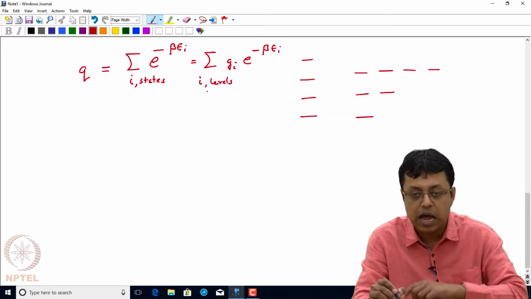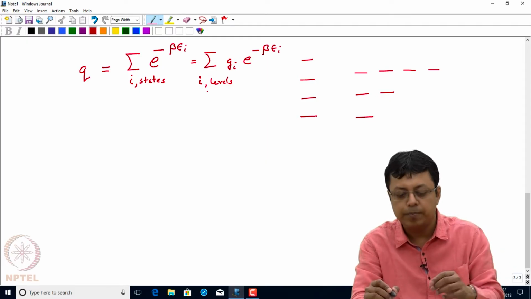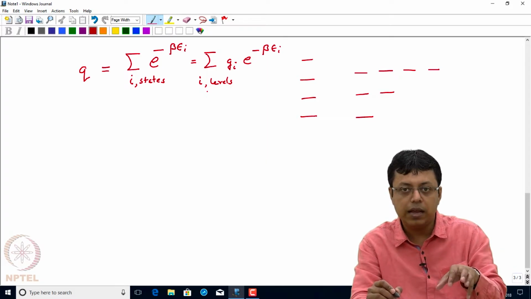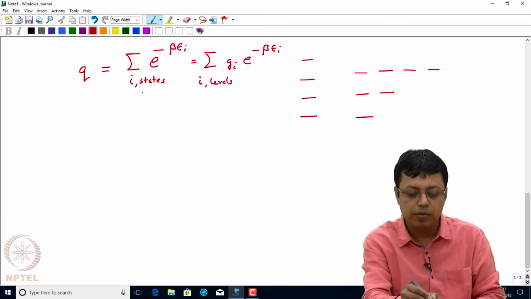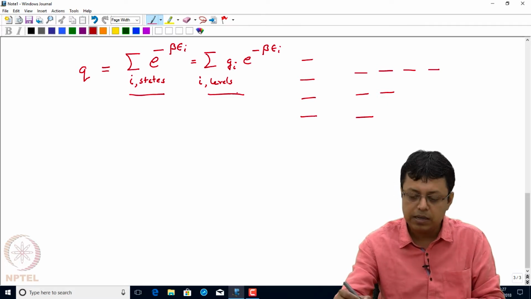So each level i is g_i-fold degenerate. In the earlier case, we were taking the sum over states. So we have to be very careful whether this i corresponds to levels or to states. Let me give you an example.